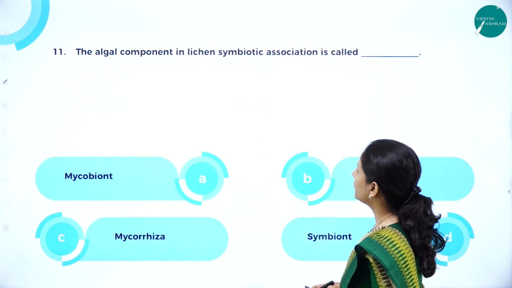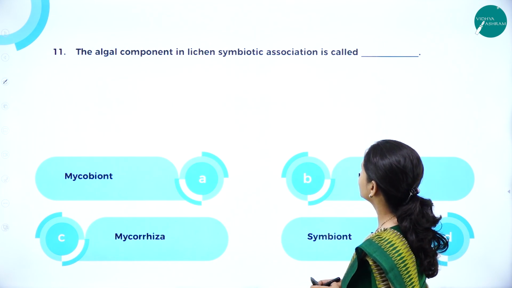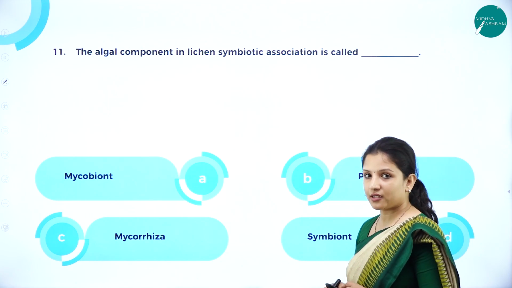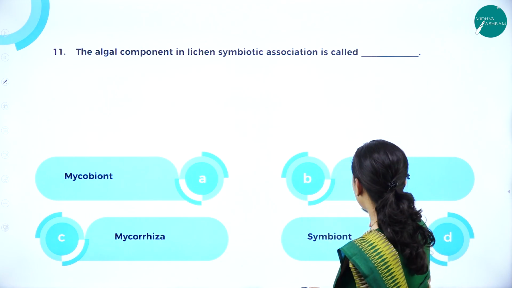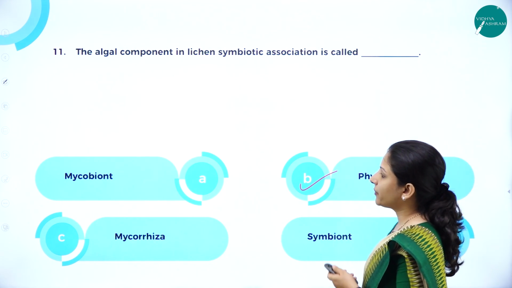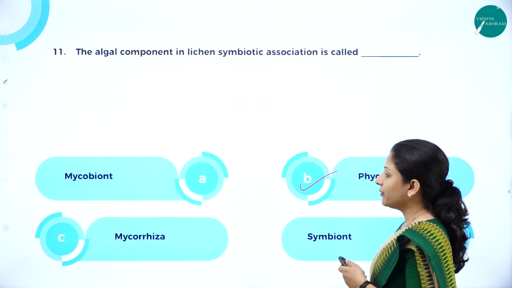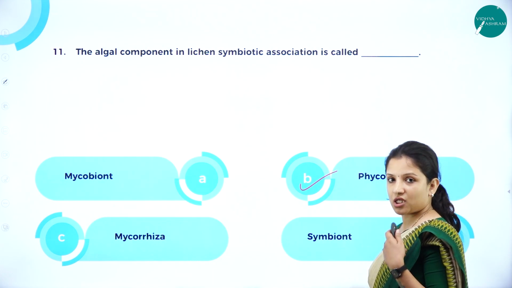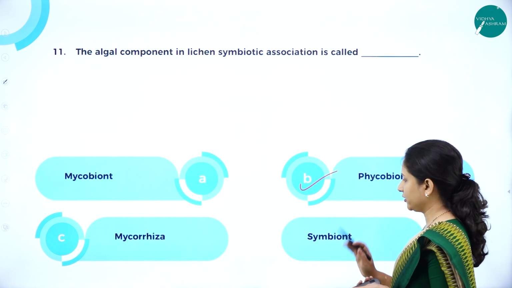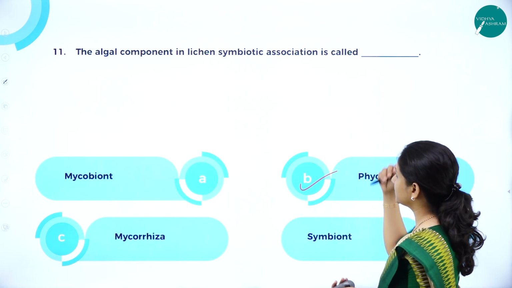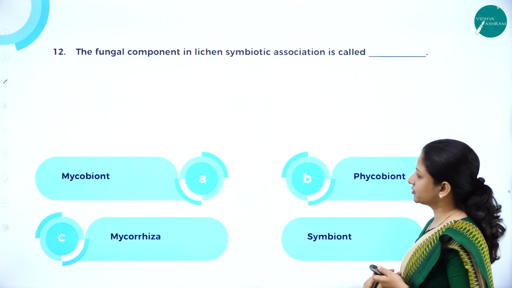Next, the algal component in lichen symbiotic association is called the dash component. Algae is something related to plants. So, therefore, it is called phycobiont. So, phycobiont is the answer here. Not mycobiont, that is the fungal component. Mycorrhiza are those organisms that live in association with the roots of some plants, so not that. Symbionts means it is a mutual relationship, which doesn't hold good here. So, phycobiont is the right answer.